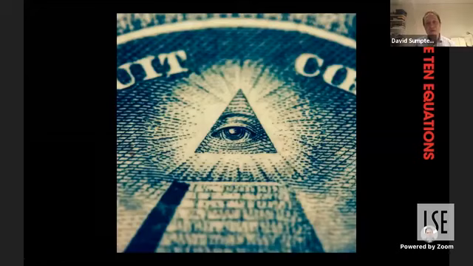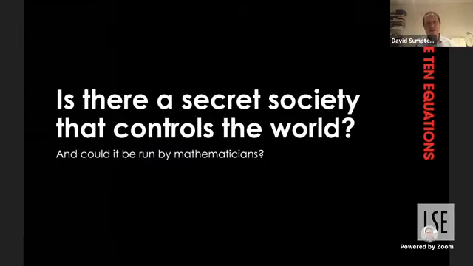Because even if Illuminati doesn't exist, there is another question. Is there a secret society of mathematicians that possibly control the world? Could it be that, well, myself and maybe Jan as well, he looks a bit suspicious, maybe we are actually ruling the world too?